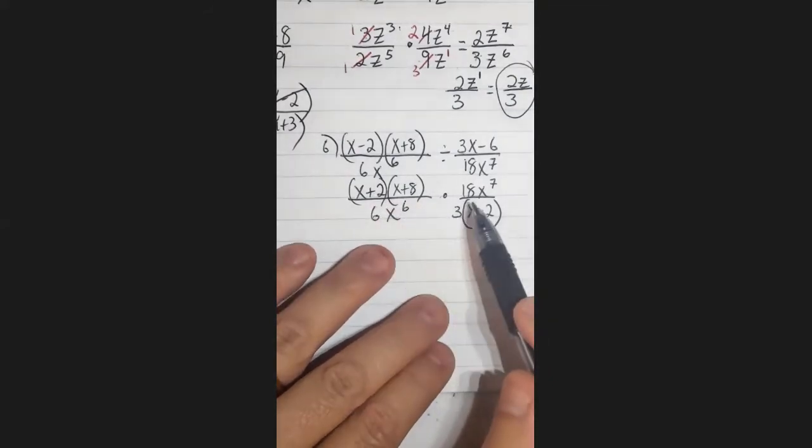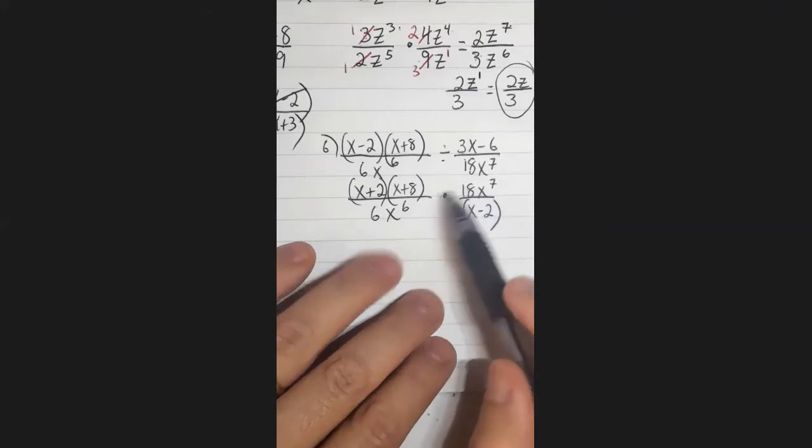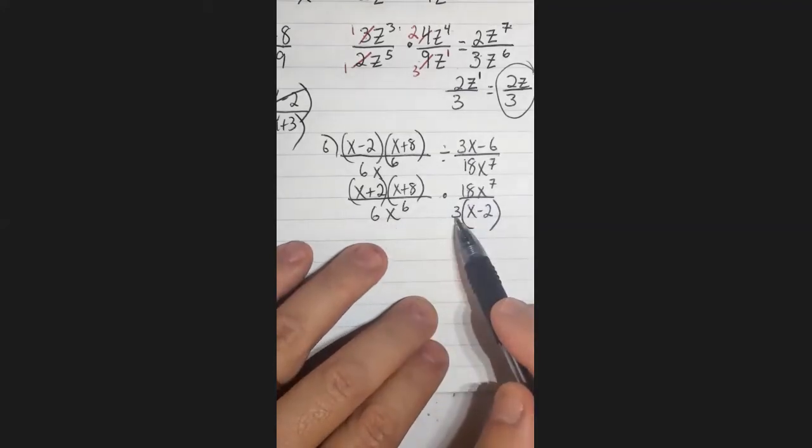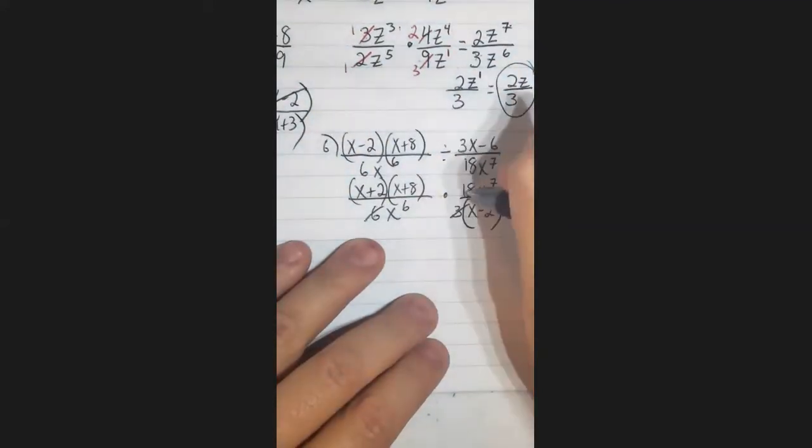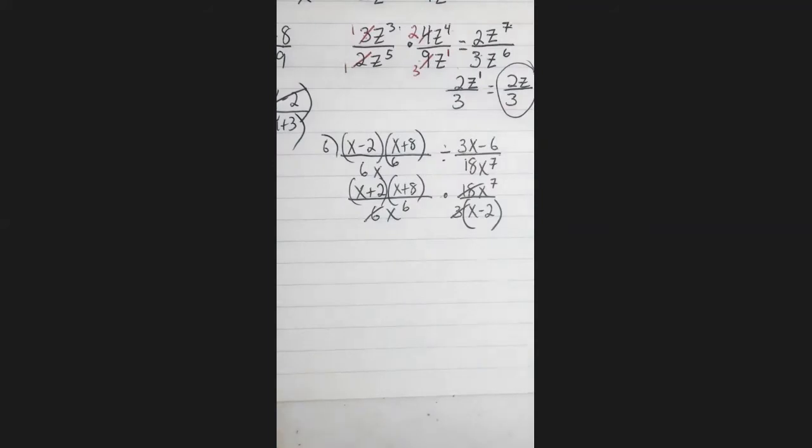What you're going to see here, again, it's 18 on the top and 6 and 3 on the bottom. What is 6 times 3? It's 18, right? So the 6 and 3 are going to cancel out with the 18. That saves you a step there.